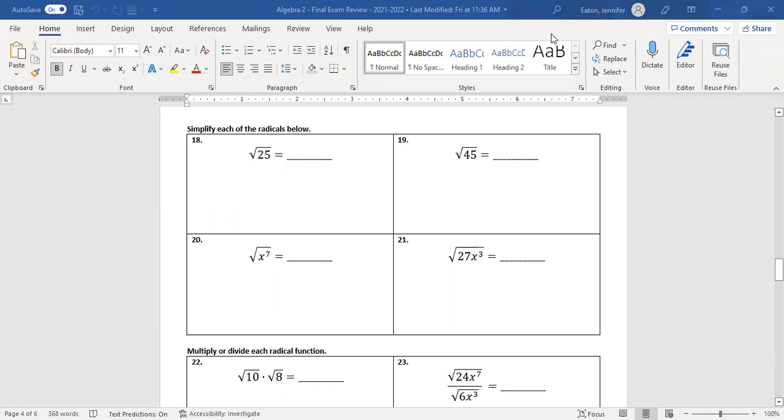All right, simplifying radicals. I know we love simplifying radicals. It can be nice and easy. First one, square root of 25, that's a perfect square. We know that's 5. That's pretty simple, straightforward.